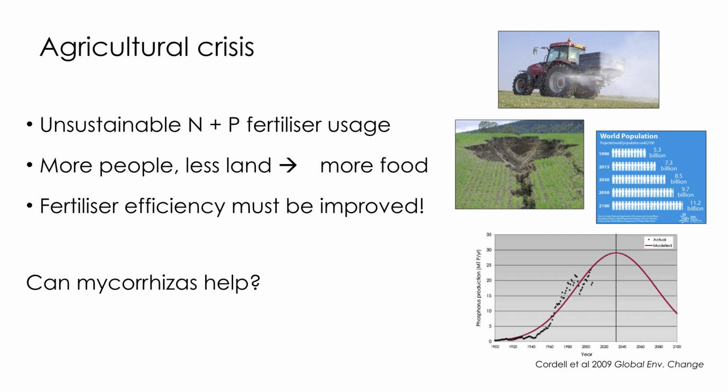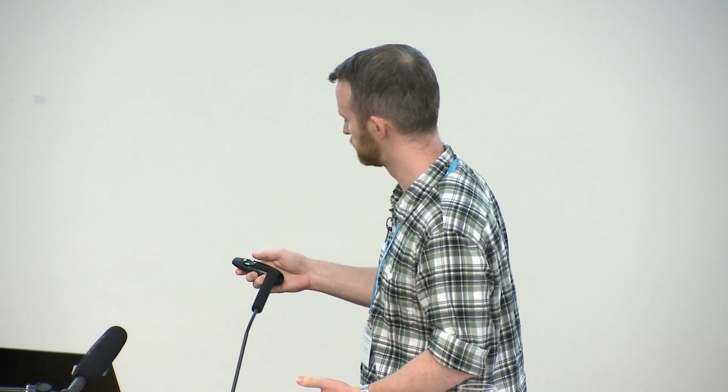With obvious ecological problems of soil degradation, but more alarmingly perhaps, we've got a phosphorus shortage coming up. We get it from phosphate-rich rock, which is running out. And so we need new ways to improve phosphorus uptake efficiency. And there's a lot of excitement in the literature about whether we can use mycorrhizas to help.